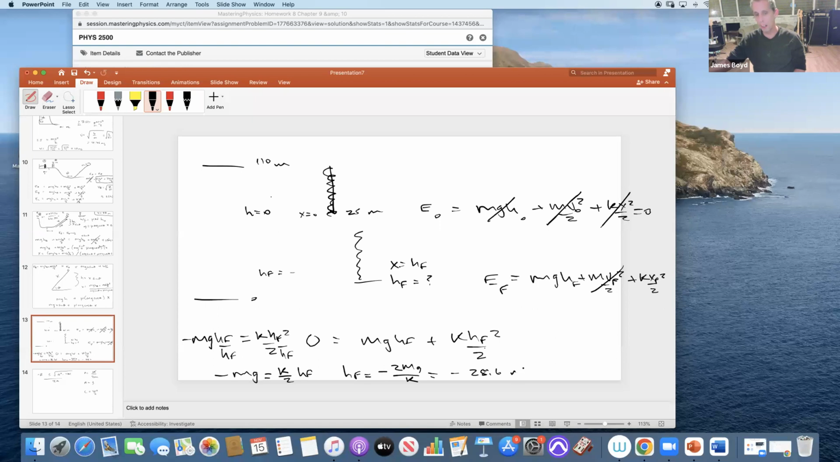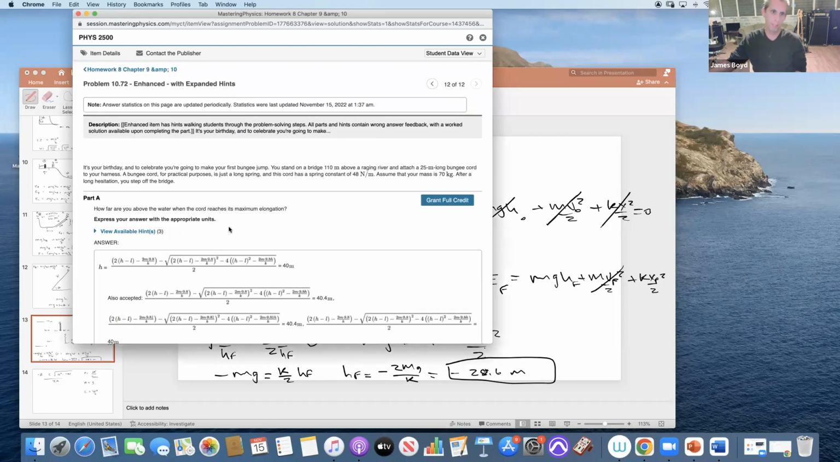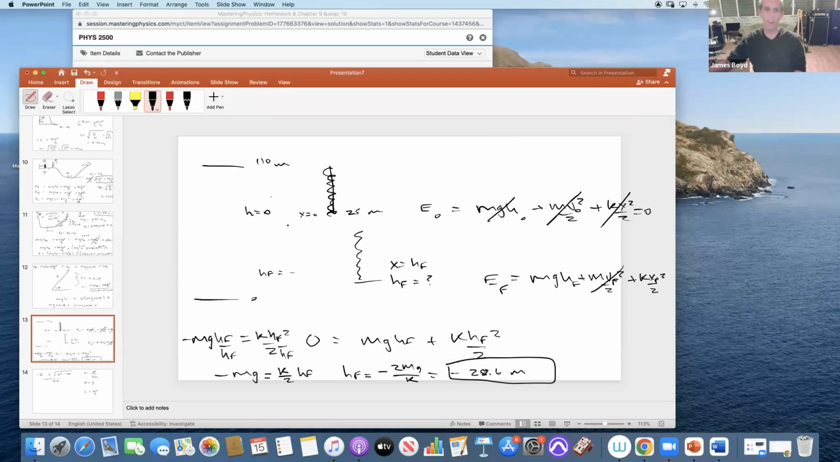So I get negative 28.6 meters. But being Mastering Physics, they want to know how far above the water we are, right? So we went down minus 25, and then we went down minus 28.6. So subtract another 25, and I get 110 minus 53.58. I'm at about a height of 56.4 meters.